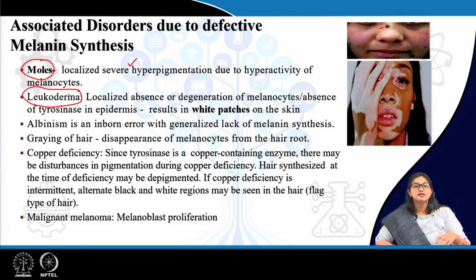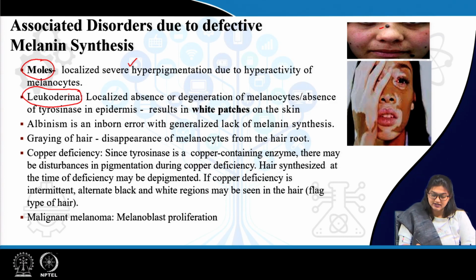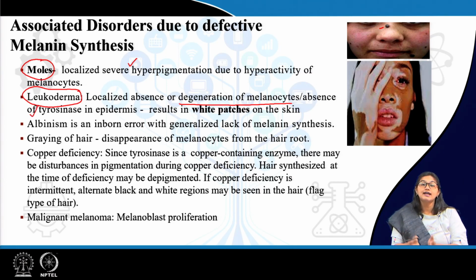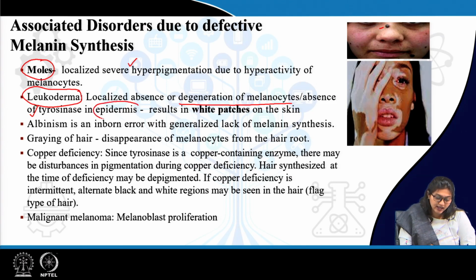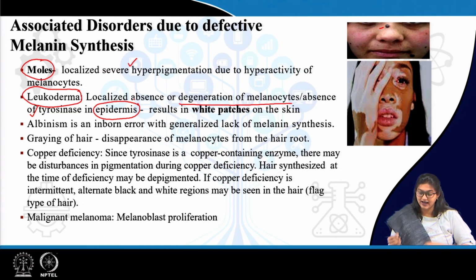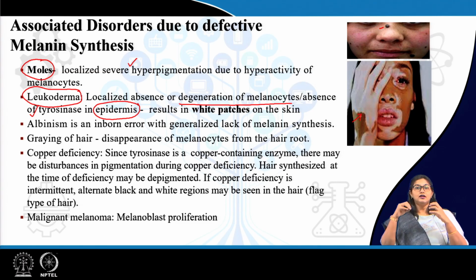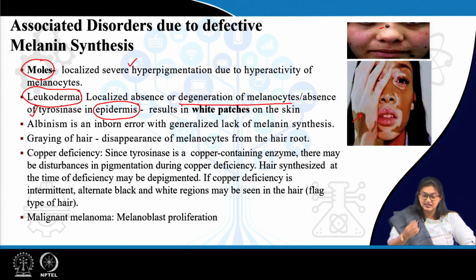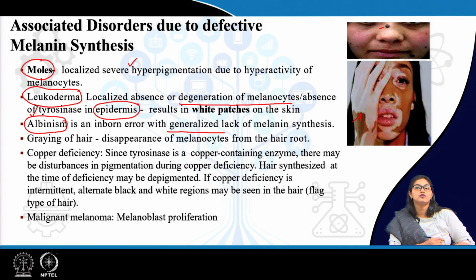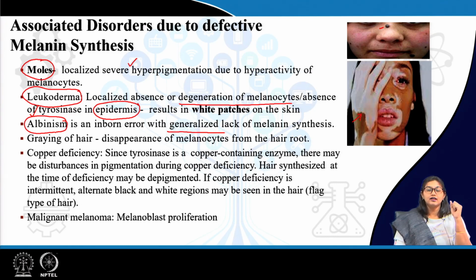Now, leukoderma is basically absence of melanin, where there is degeneration of the melanocytes, or absence of the enzyme tyrosinase, which causes localized absence of melanin in the epidermis of skin, which causes white patches. You know these white patches appear in the skin, that is localized absence of melanin in the epidermis. Whereas, if this melanin is absent generalized throughout the body, that causes albinism. This disease we are going to discuss shortly. Then graying of hair is due to the melanocyte disappearance in the hair root.